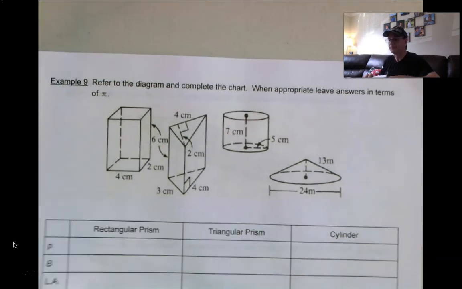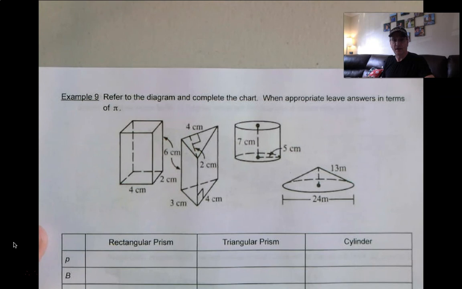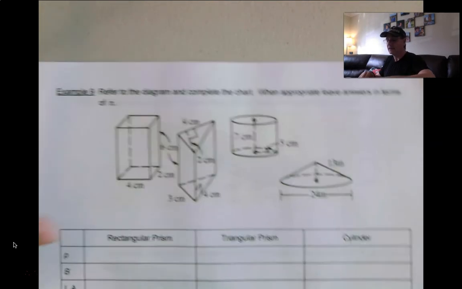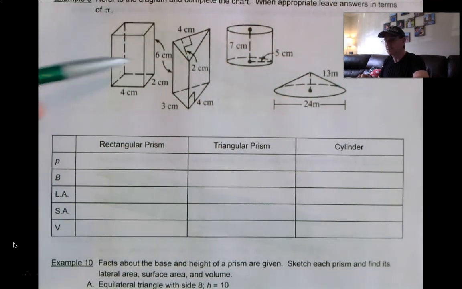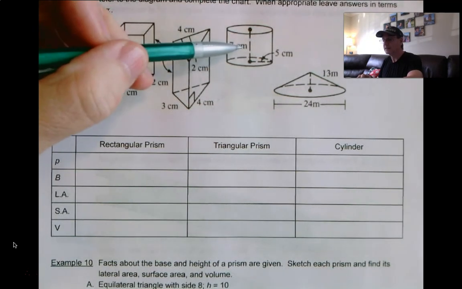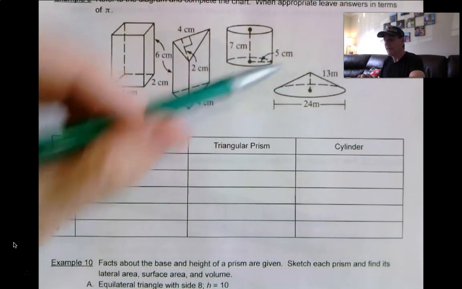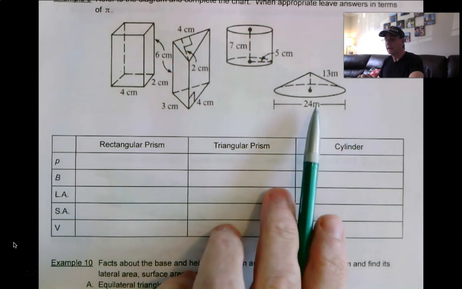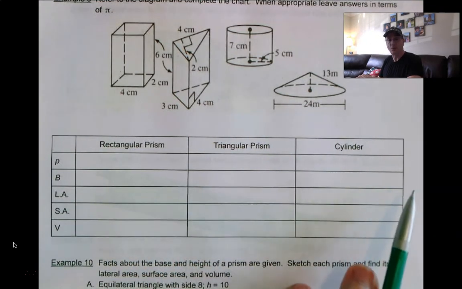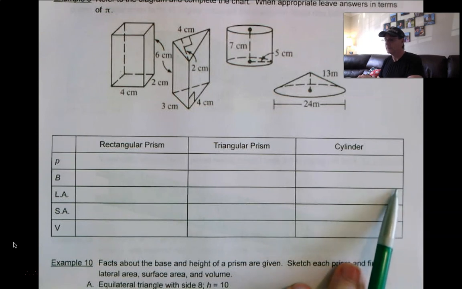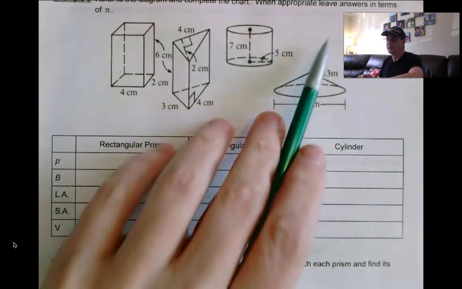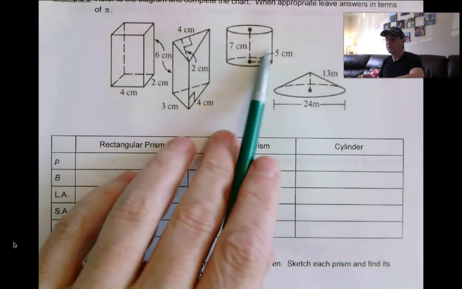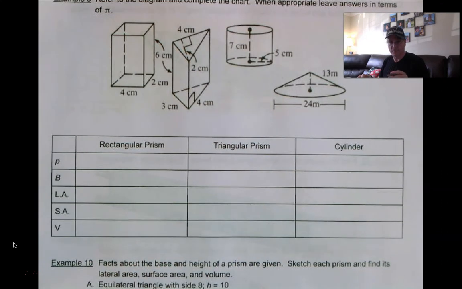Example 9. Refer to the diagram and complete the chart. When appropriate, leave the answer in terms of pi. So we have these different shapes here. We have a rectangular-based prism, triangular-based prism, a cylinder, and a cone. Now, I know that we haven't talked about the cone, so I left the cone off of the chart here, and that comes up in a future unit. But where I took this picture from, I didn't want to just cut off the cone picture. So we're really just doing these 3, okay, for this unit.